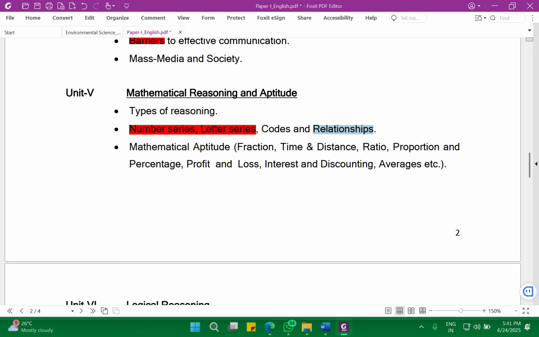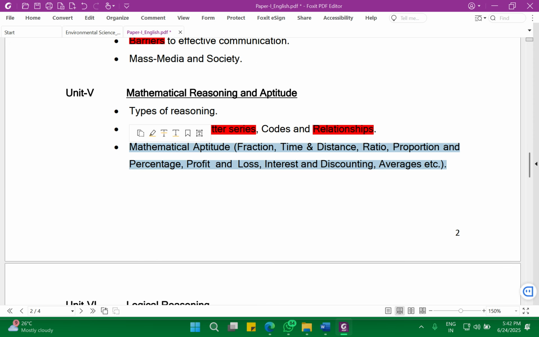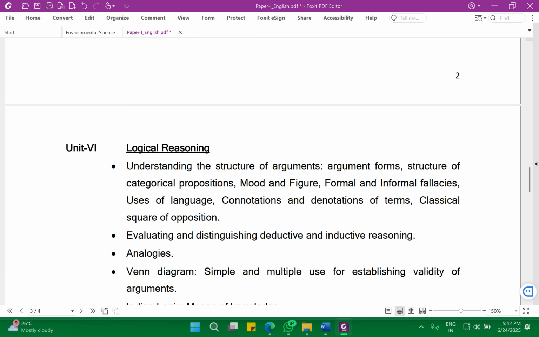And they may sometimes ask relationship. If you are well versed with relationships, you don't need to revise those things. The remaining mathematical questions may be like profit or loss, percentage conversion, time and distance. I think you might have studied those if you are preparing for any competitive exam. So try to focus on the first part: reasoning, number series, letter series, quotes and relationship. At least 2 or 3 questions you will get. So even if you lose 2 or 3 marks from mathematical reasoning, you can focus on the remaining areas.